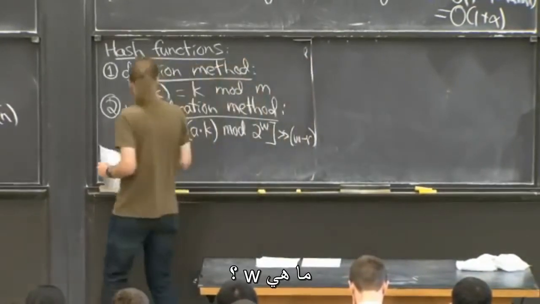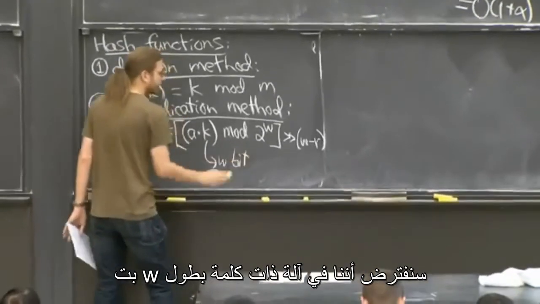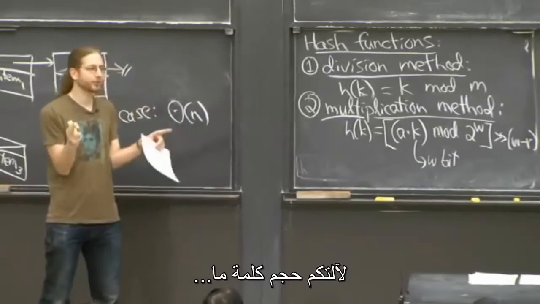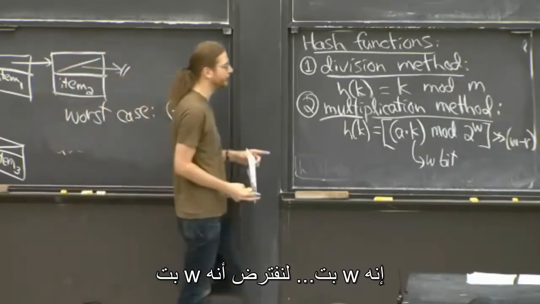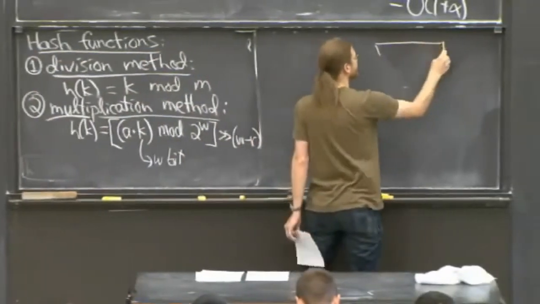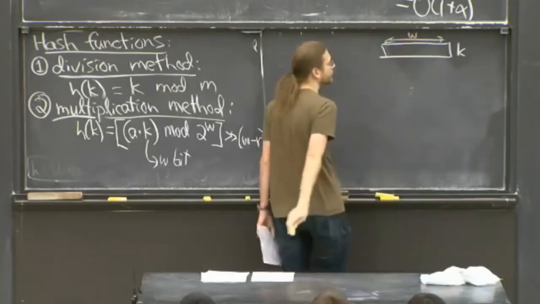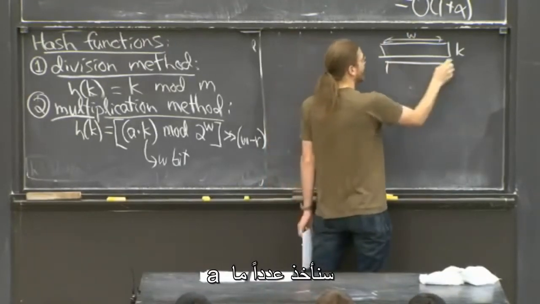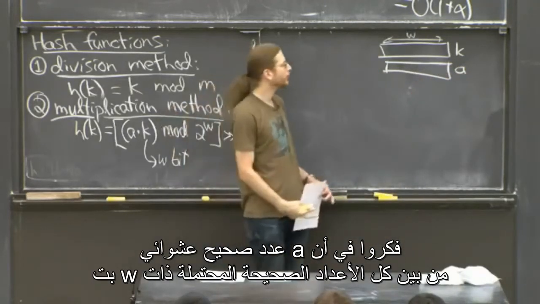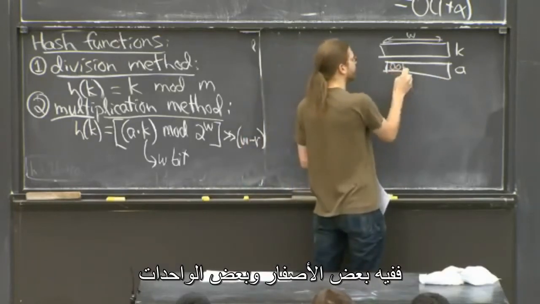Okay, what is w? We're assuming that we're in a w-bit machine. Remember way back in models of computation, your machine has a word size. It's w bits. So we have our key k. Here it is. It's w bits long. We take some number a. Think of a as being a random integer among all possible w-bit integers. So it's got some zeros, it's got some ones.